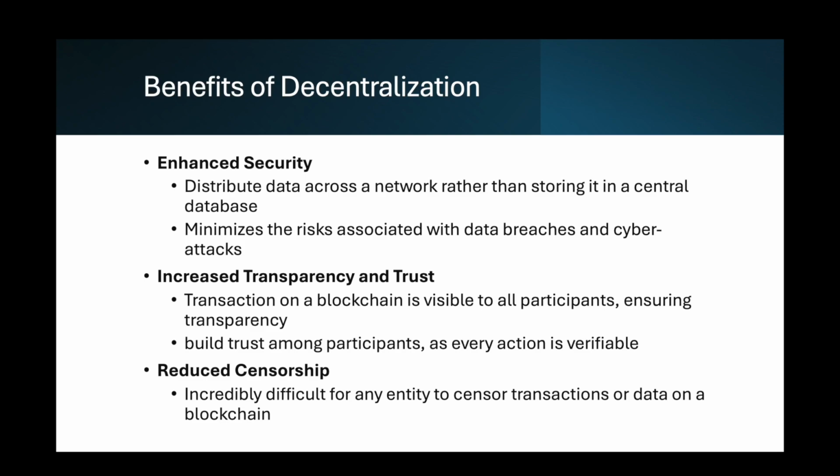Increased transparency and trust. Every transaction on a blockchain is visible to all participants, ensuring transparency. This visibility helps build trust among participants, as every action is verifiable. Reduced censorship. With no central authority to control the network, it's incredibly difficult for any entity to censor transactions or data on a blockchain.